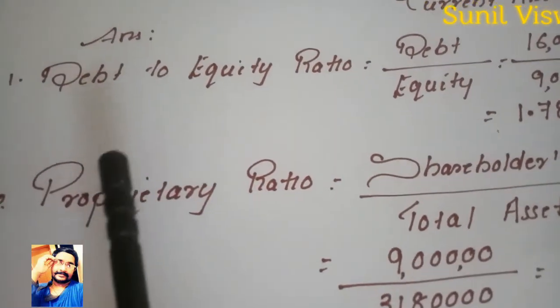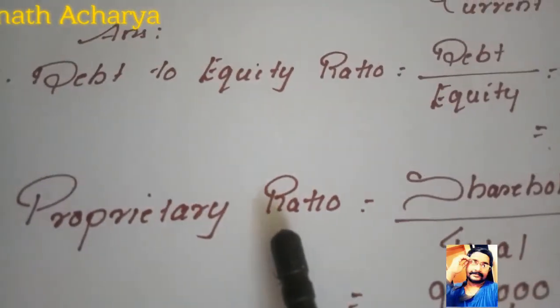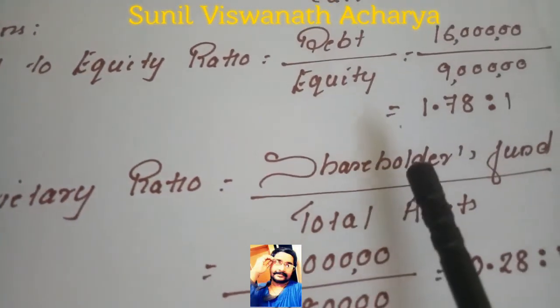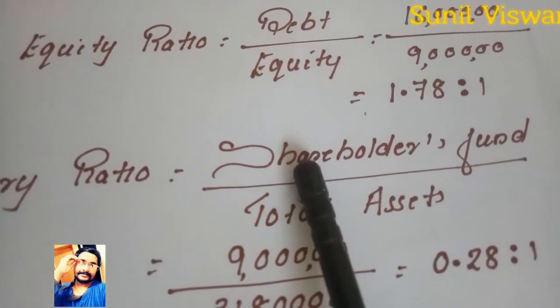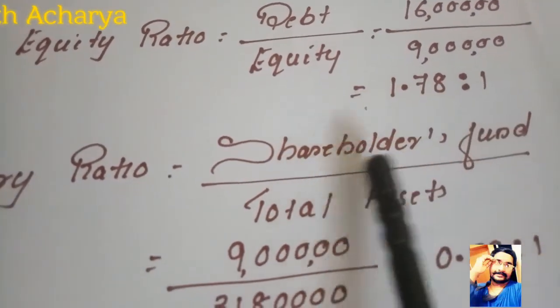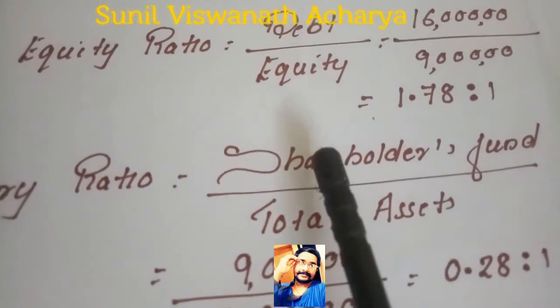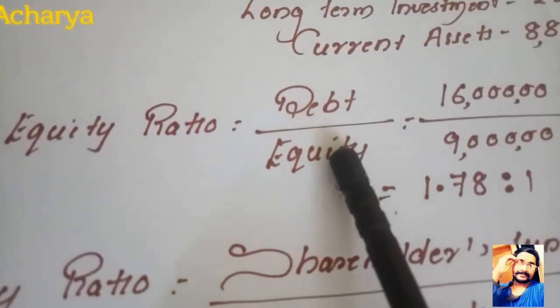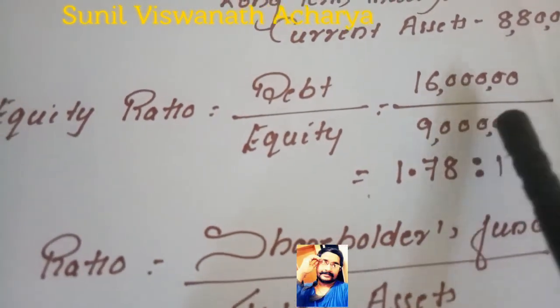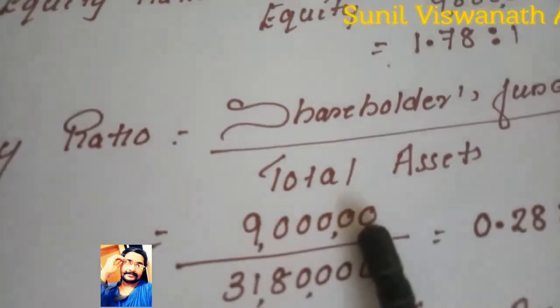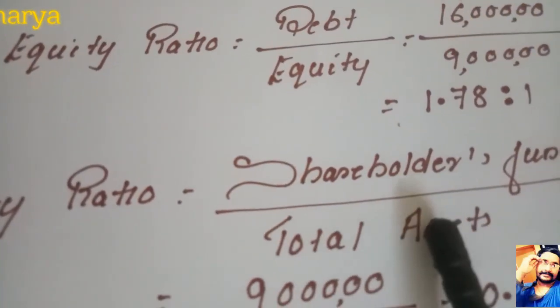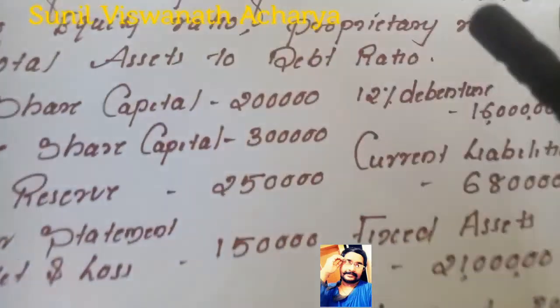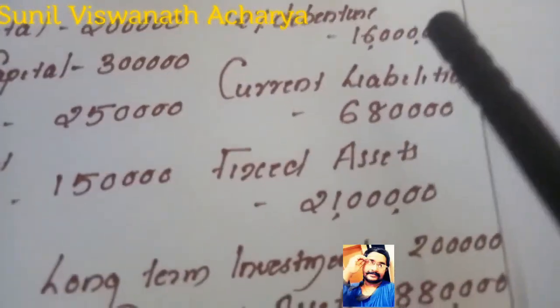Then second, the question is asking to calculate proprietary ratio. Proprietary ratio equation already studied. Remember the equation: shareholders fund divided by total assets. Shareholders fund, that means equity, we already calculated how much it is? 9 lakhs. So shareholders fund is 9 lakhs. Now we have to find out total assets. In the question, which are the assets given?